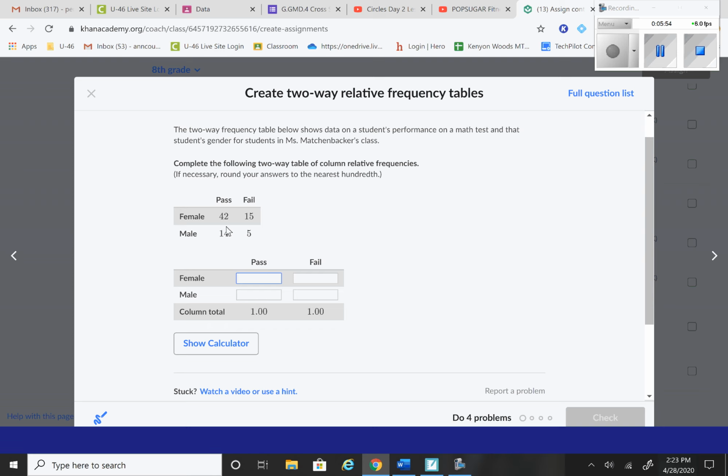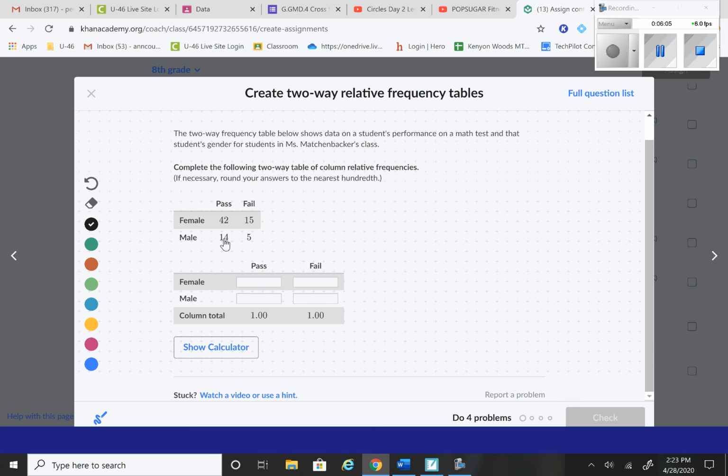The first thing you want to do is add up your columns, like 42 plus 14. So 42 plus 14 is 56. Sorry, guys, my pen is not working. This is 56. And then we want to know what percent out of the total.